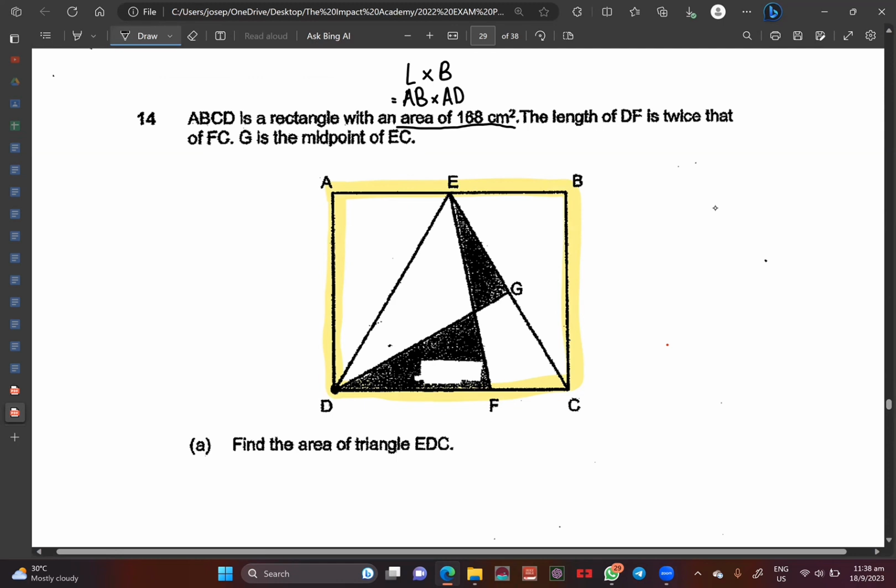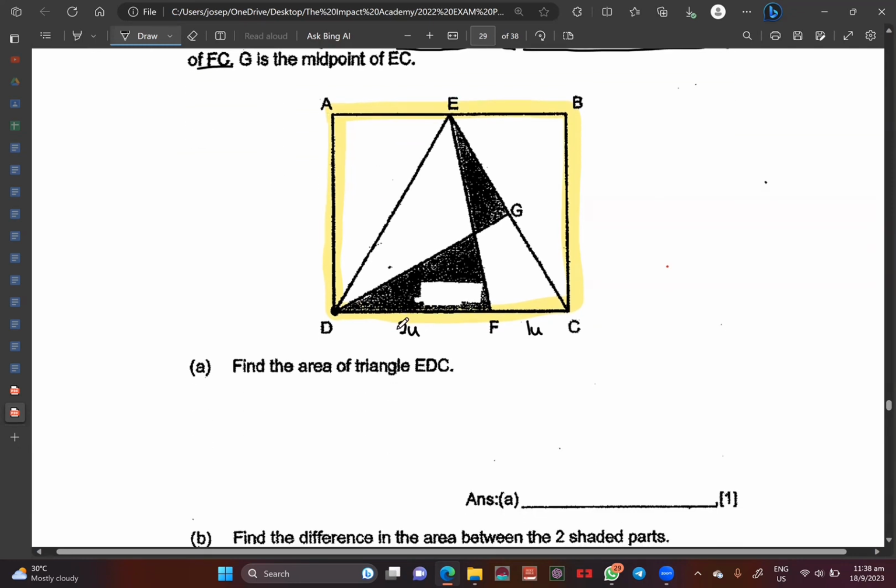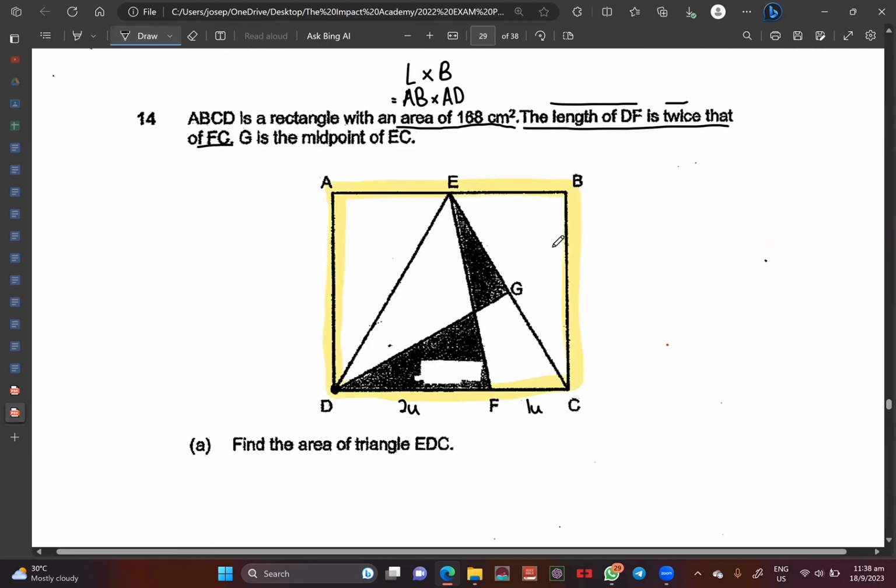Now, they want us to find the area of the triangle EDC, okay? So before I go on to that, I just want to read this. It says that the length of DF is twice that of FC. So this is actually 2 units, and this is actually 1 unit. All right, so that is actually the base of the triangle.